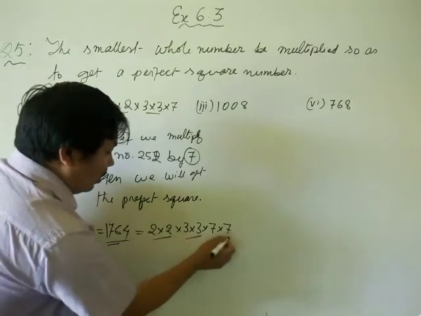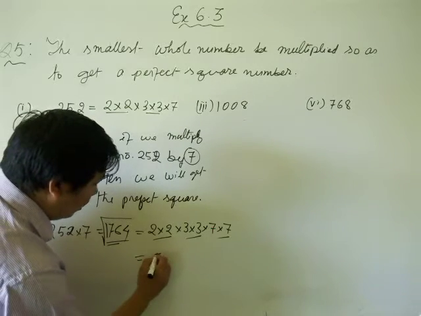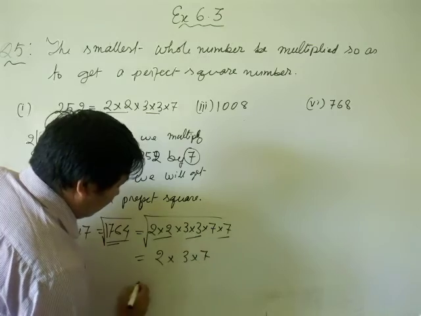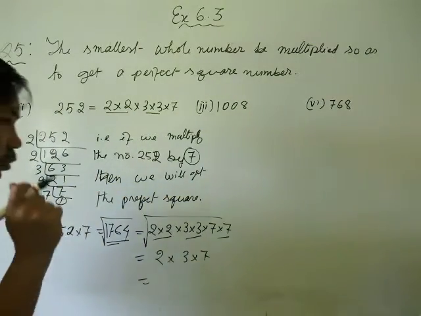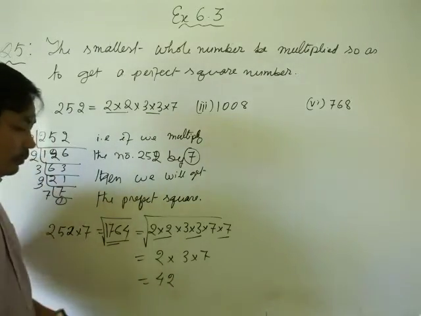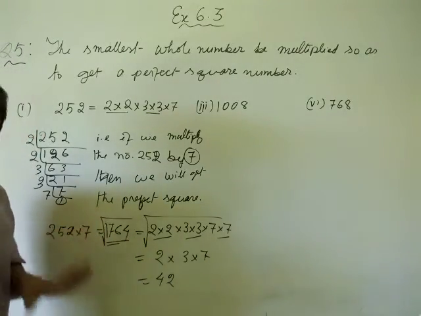That means the square root of the number here, you will get 2 into 3 into 7. Then 2 threes are 6, 6 sevens are 42. Isn't it? Yes. So 42 is the square root of the given number. So then this number becomes a perfect square.